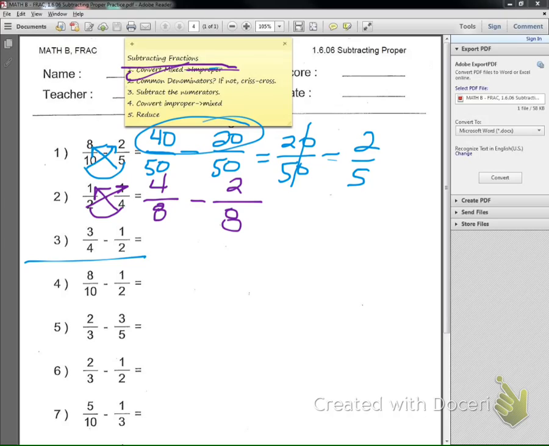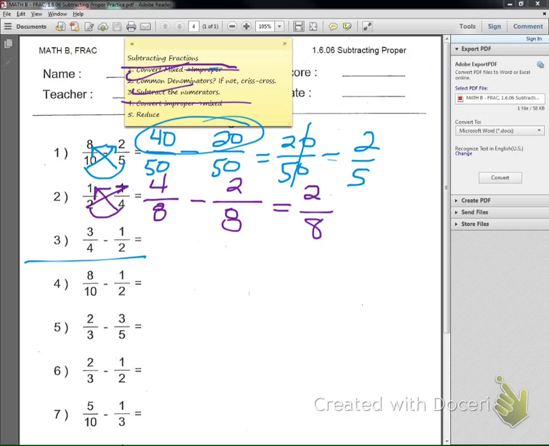So now we're ready for step 3. Subtract the numerators. 4 minus 2 is 2. Your denominator stays the same. Convert improper fractions to mixed numbers. 2 over 8, is that improper? No, it's not top-heavy. So we don't need to do that step.